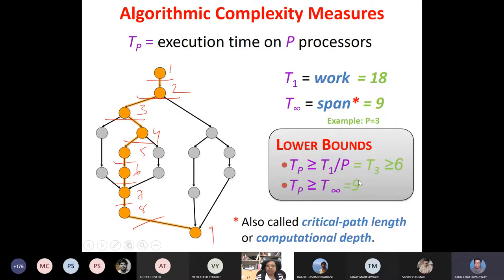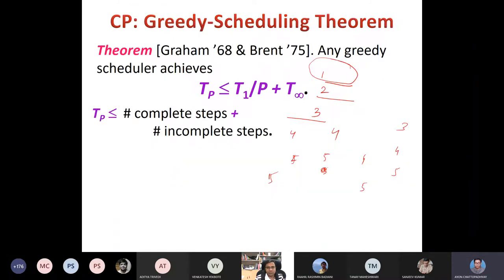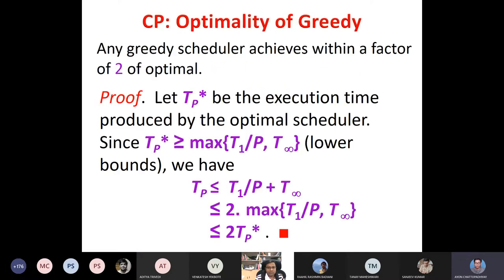Take any scheduler, even for the optimal case, this will definitely hold. So this is the lower bound. That means the optimal scheduler also follows the same thing. So TP is greater than or equal to T1 by P, and TP is greater than or equal to T infinity. Let TP star be the execution time produced by the optimal scheduler, then TP star is greater than or equal to the max of T1 by P and T infinity. This is the maximum of both. In the earlier example, T1 by P was 6 and T infinity was 9. So TP star will be greater than or equal to 9. It cannot be lower than that.